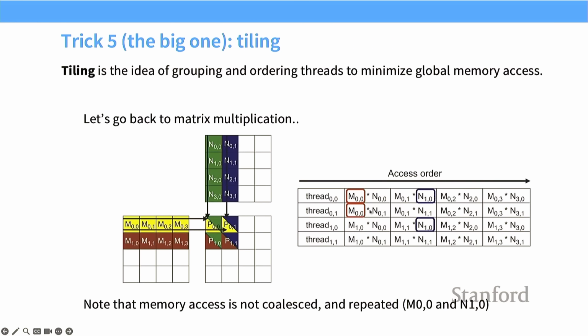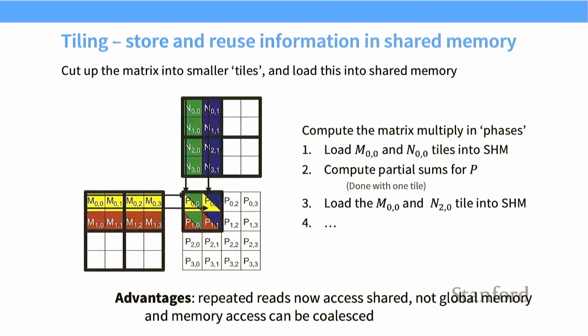Now, notice here that what's going to happen is that the memory access here is not coalesced. Like the row matrices here, these are going to be accessed in a non-coalesced order. And I have repeated memory accesses, right? So I've got M00 being accessed in the first thread, M00 accessed here, N10 being accessed in 2 different threads. So these values are being read over and over from global memory into many different threads. And so this is going to be potentially very slow. So there's a question of, can we avoid having too many global memory reads and writes?